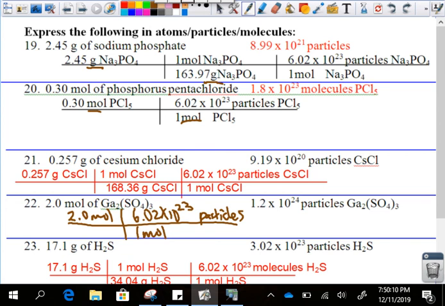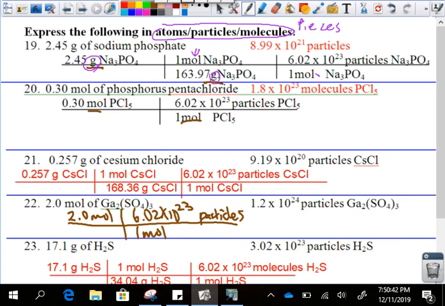19 through 23, very similar process. We are trying to find the pieces. It's going to be a whole lot of Avogadro's number in this one. And number 19, we have grams. In order to get to the number of pieces, I have to change these grams into moles, and then I have to change moles into particles. Number 20, I have 0.3 moles, and since I have moles, I can go right to Avogadro's number.